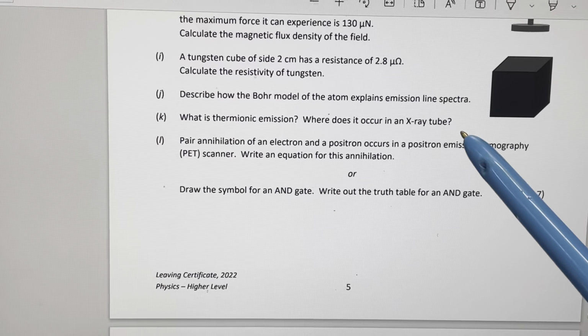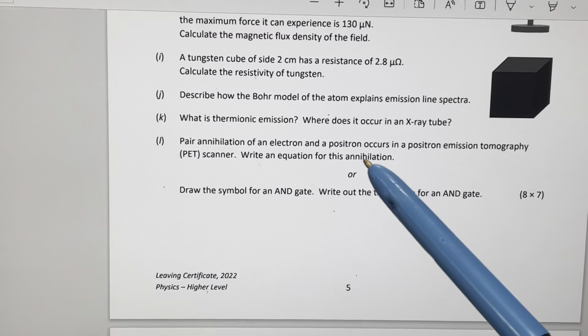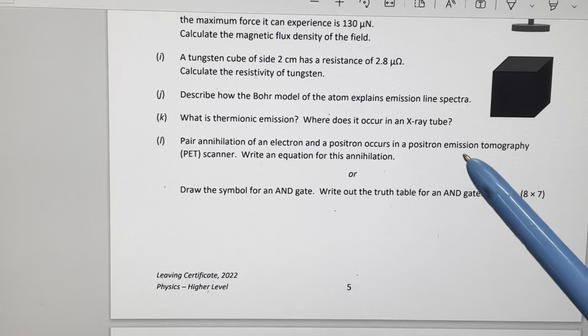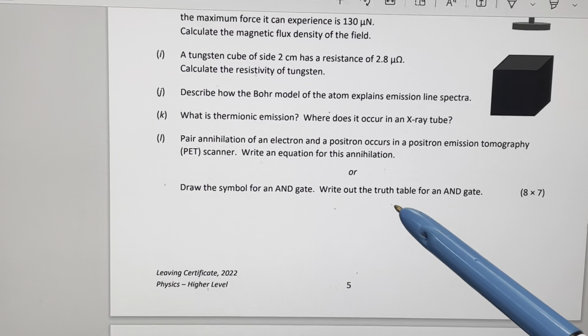Thermionic emission in X-ray tubes, a lot of people might have left that out as well. And pair annihilation, a lot of people would have left that out as well. But this next one would be the easy one to do.